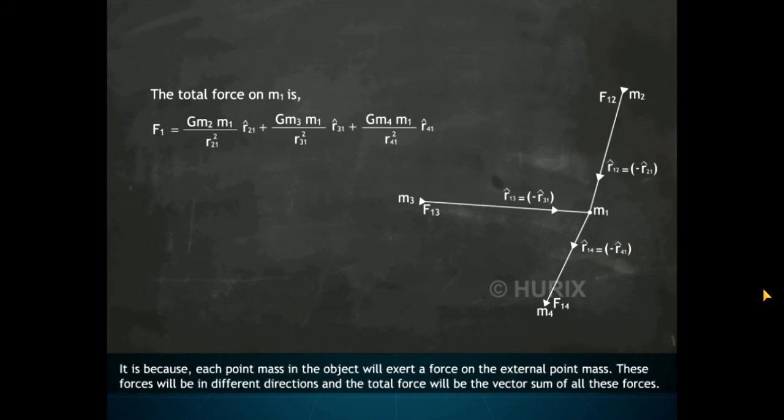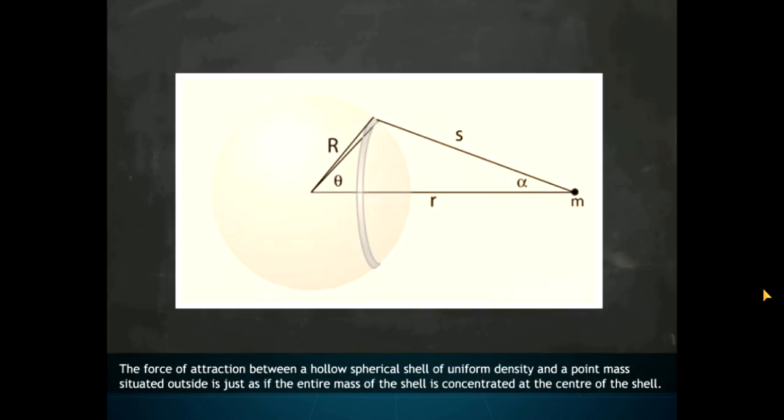It is because each point mass in the object will exert a force on the external point mass. These forces will be in different directions, and the total force will be the vector sum of all these forces. The force of attraction between a hollow spherical shell of uniform density and a point mass situated outside is just as if the entire mass of the shell is concentrated at the center of the shell.